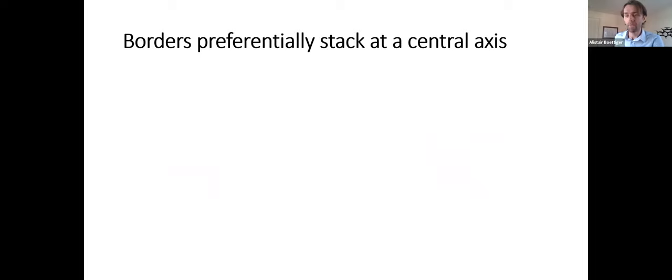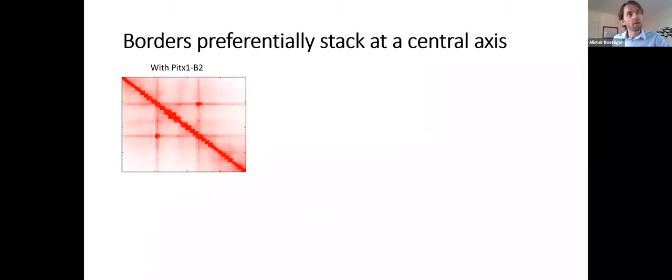Can we find any more evidence in the data about this idea that the borders are preferentially stacking around some central axis? Another test that Dennis Duchow did on these data is to condition on all of the cells that actually have one of these border interactions. So PIDX1 has not joined the enhancer, we have to say it has joined one of its intermediate boundaries. And then see what other contacts come along for the ride that are enriched in cells that have this contact.